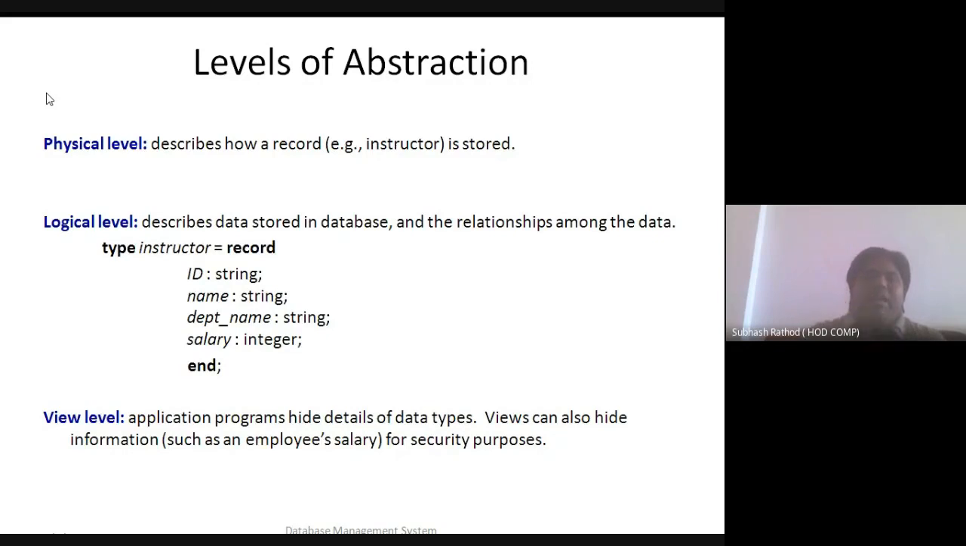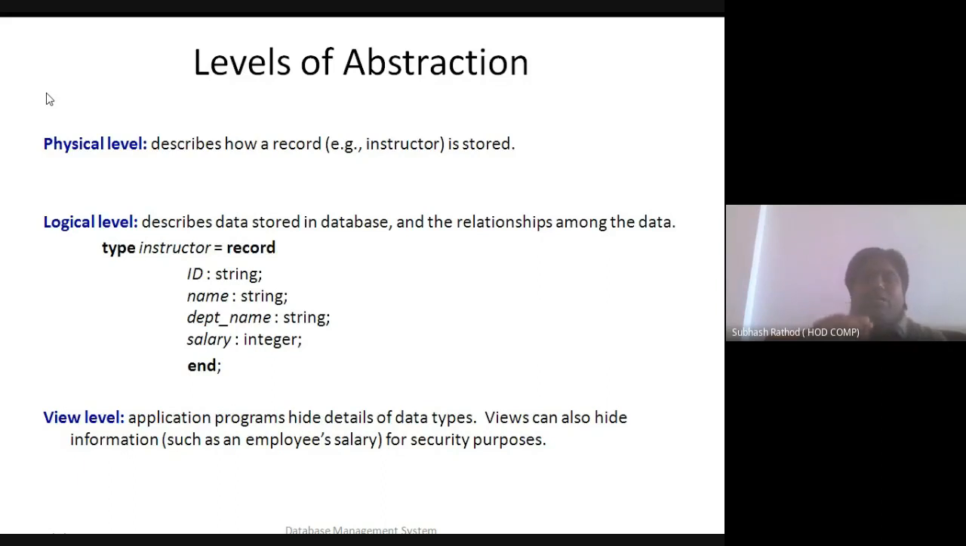Every layer hides certain details below that layer, right? The view level hides the details below it. The logical level hides whatever logic is there; we don't know what logic is there. The physical level hides where it is actually located; one cannot find the server location. So every layer is responsible for hiding certain details, and hiding certain details means achieving abstraction.